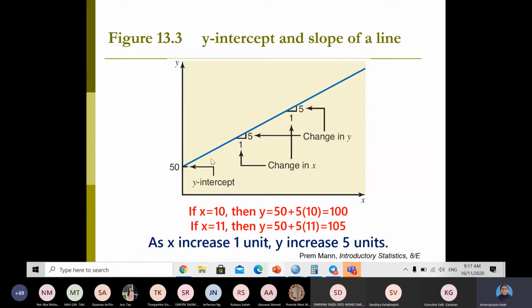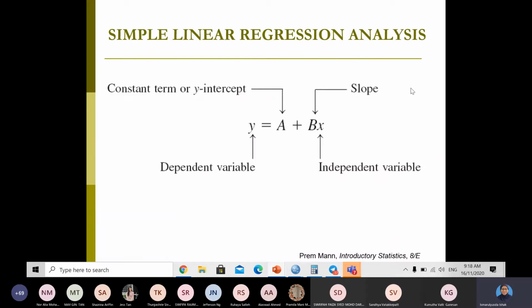And it is all the same in these straight lines. In here, when x increases 1 unit, y will increase 5. And here too, when x increases 1 unit, y will increase 5 units. Alright, so this is the equation in simple linear regression.